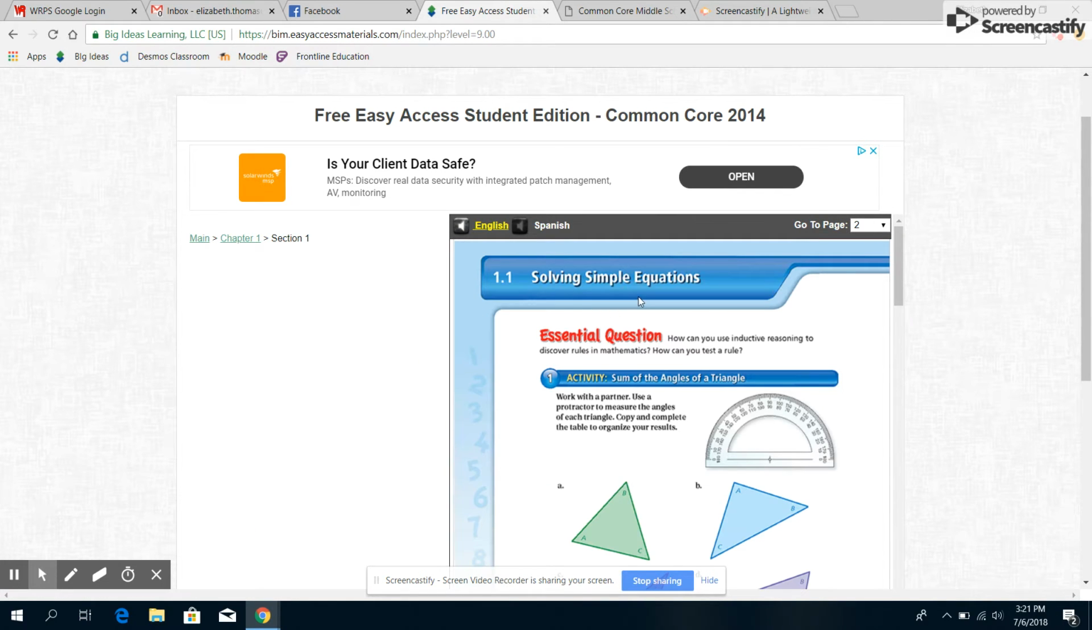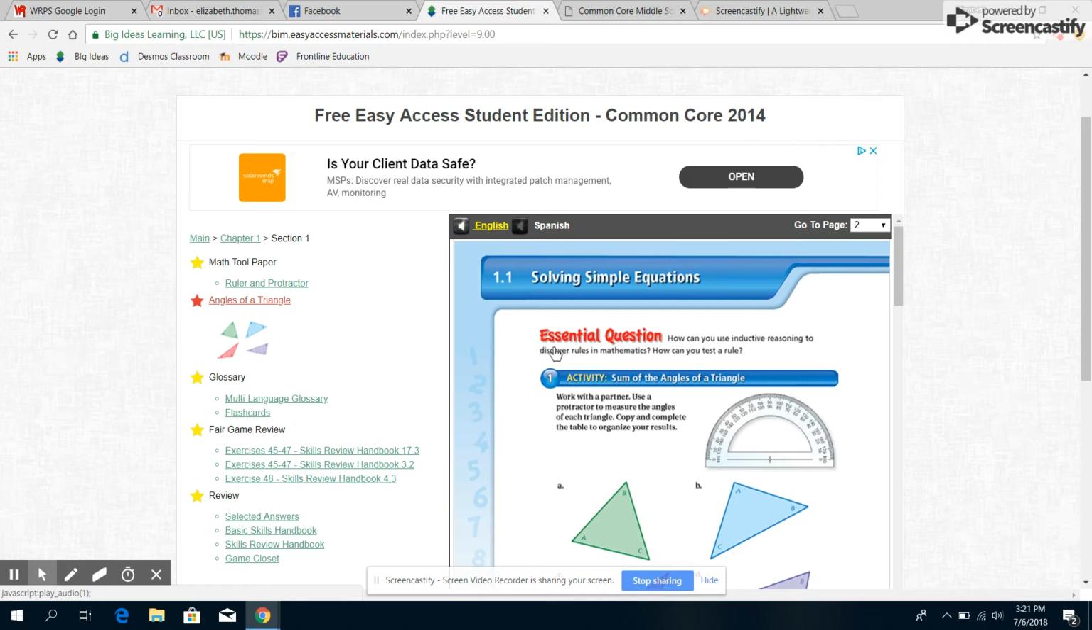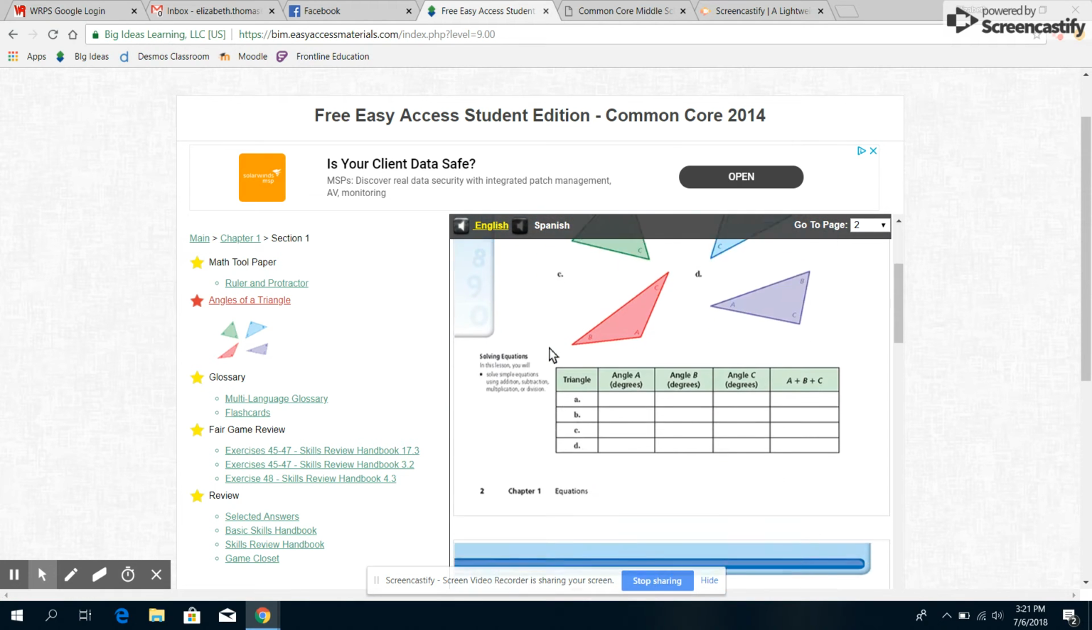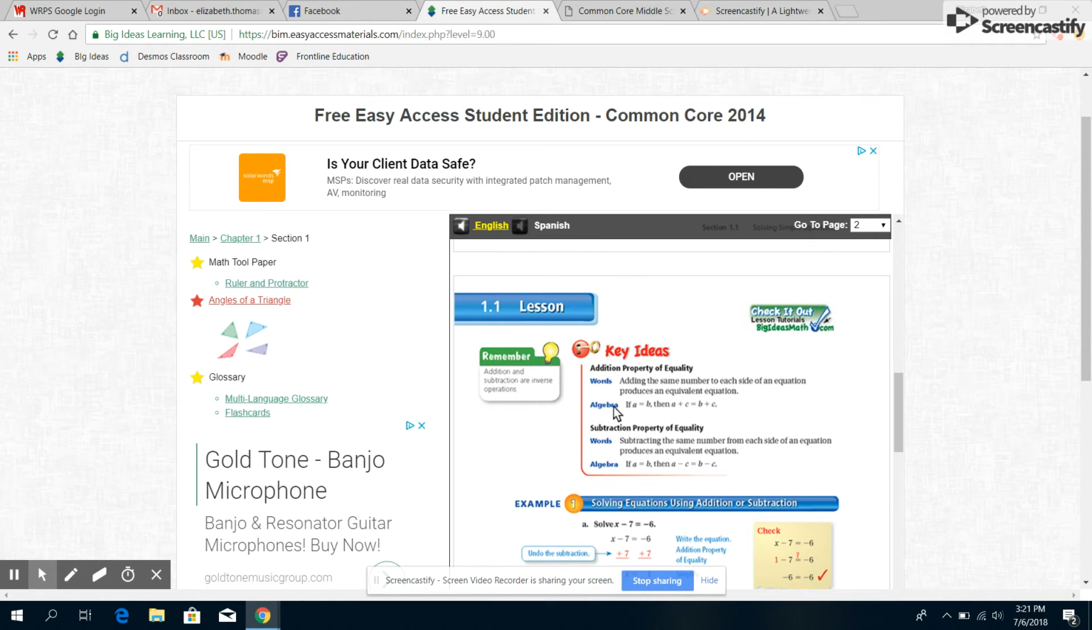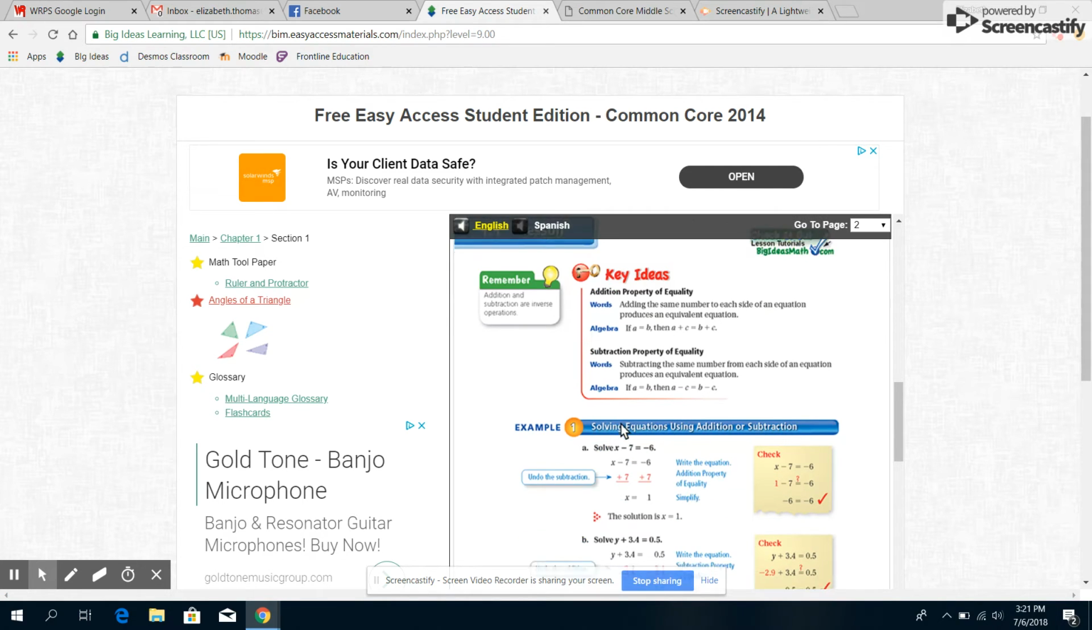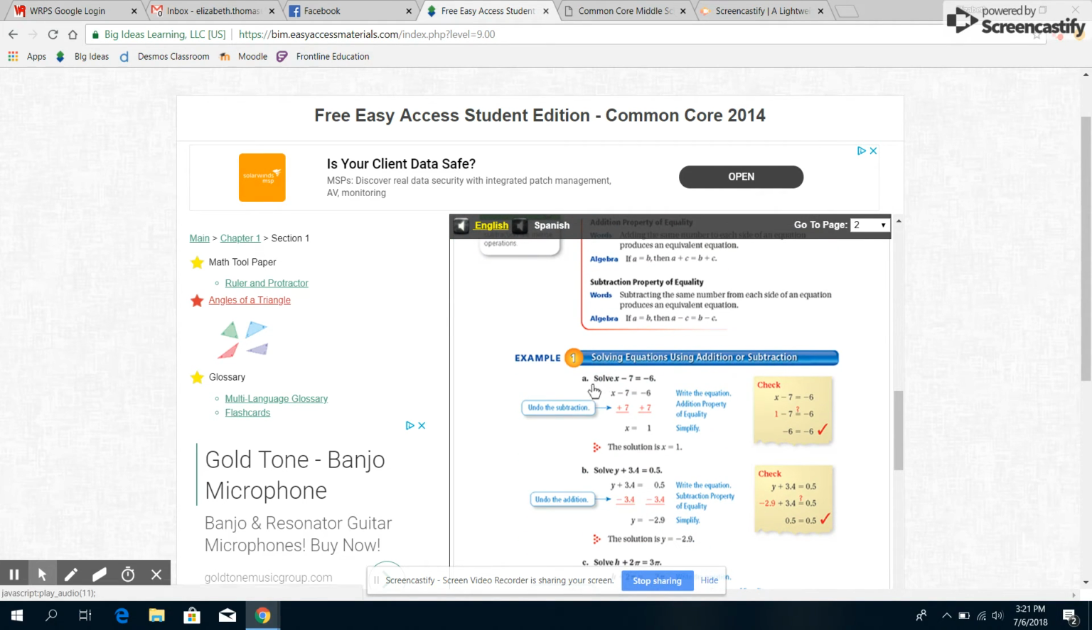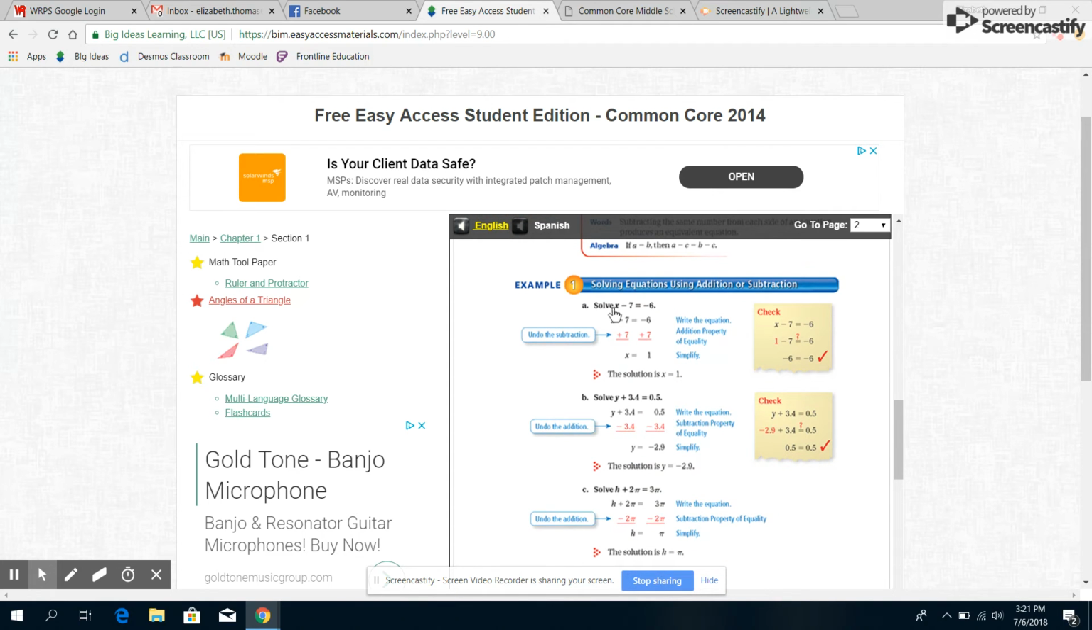Like I said, we've got some simple equations. You don't need to do the activities per se, but I would take a look at lesson 1. These are the words we've talked about a little bit when we talk about adding. It shows you to solve an equation like this, you're going to do the opposite. Take away 7 from x, x - 7 = -6. To get x by itself, you have to add 7 to both sides. So that's our addition property.